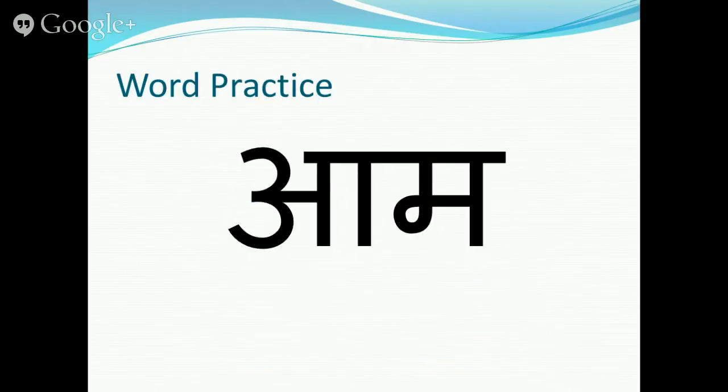So we're going to keep putting this into practice, and this word here would be, once again, followed by ma, and we chopped off the vowel at the end because we can say it without it.